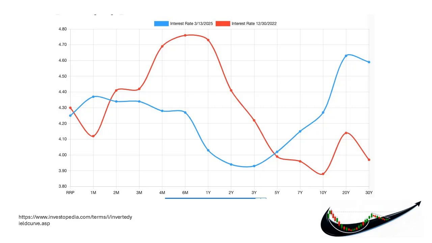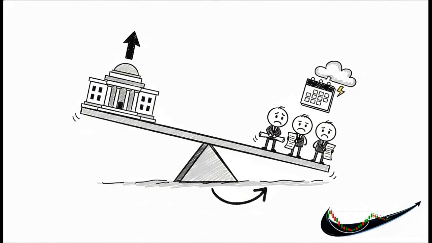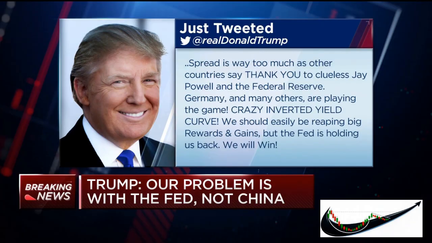So how does this completely upside-down situation even happen? Well, think of it like a big tug-of-war. On one side, you have the Federal Reserve, and they're jacking up short-term interest rates right now to try and cool down the economy. But on the other side, you have investors. They're looking way out into the future, they see a slowdown coming, and they all rush to buy long-term bonds for safety. All that buying pushes long-term yields down, and bam, the curve flips upside down.